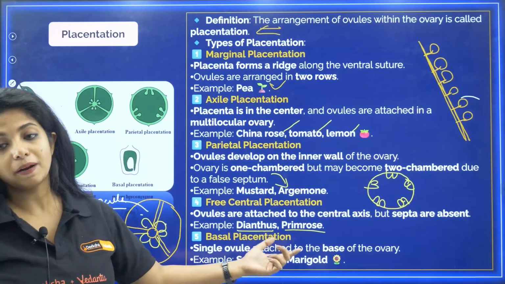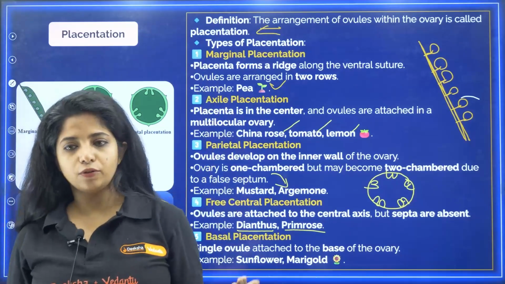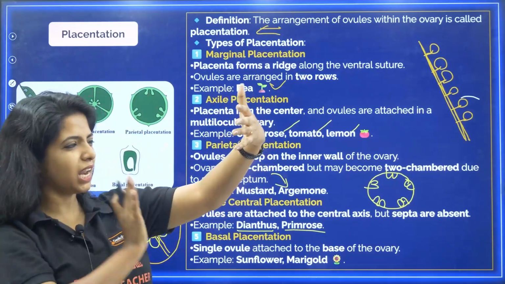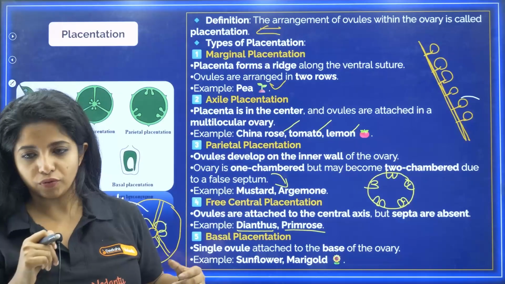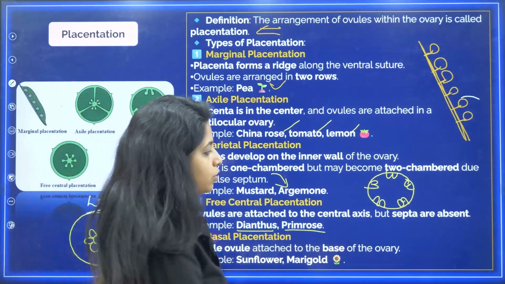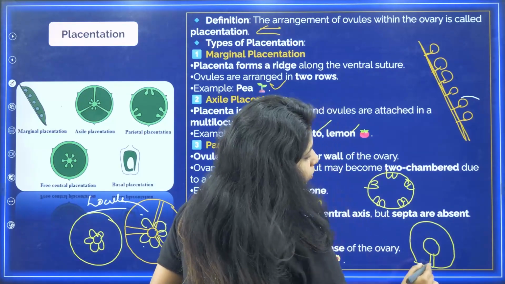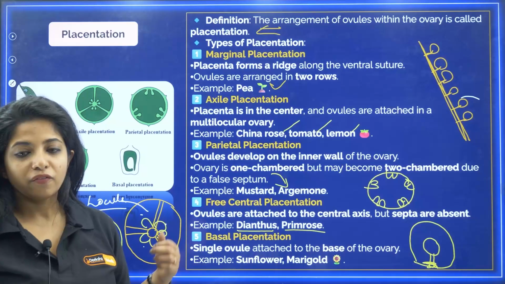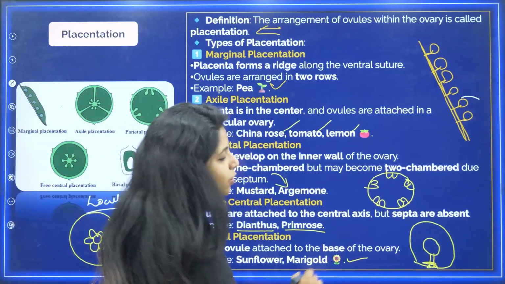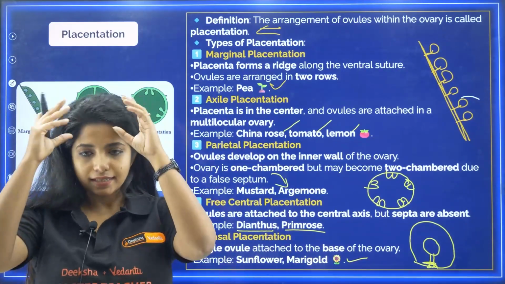Now basal placentation is also there, where you are not looking from the top, you are having the side view. So there is an ovary, I am cutting from the side and I am saying, oh my god, there is only one ovule. There is only one ovule over here. So a single ovule is attached to the base of the ovary. So this is the ovary, my dear children, just like how I made it initially. There is only one ovule attached to the base. This is known as basal placentation. Where do you find it? In sunflower and marigold. Both of them are flowers, beautiful flowers that you can see, my dear children.